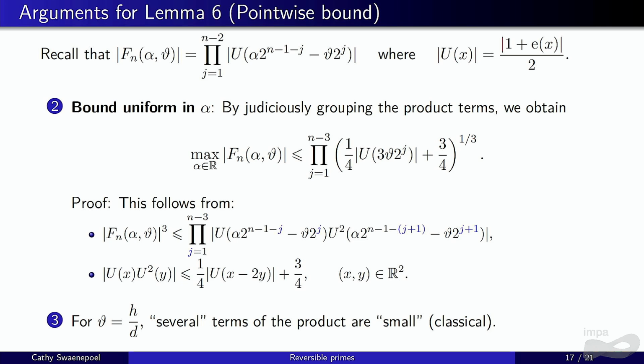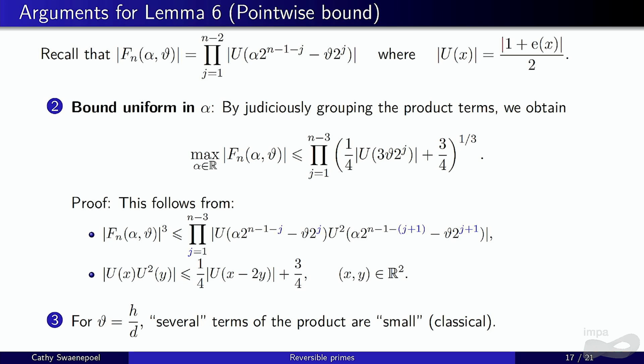So to prove the first lemma, the pointwise bound, we just need to take for theta h over d. And we want to prove that this quantity with theta equal to h over d is small. How do we do this? We just prove that some terms of the product are small. All the other terms are bounded trivially by 1. This is now quite classical. And so by doing this, we obtain the bound I stated in lemma 6, the pointwise bound. So the pointwise bound is not so hard to obtain.